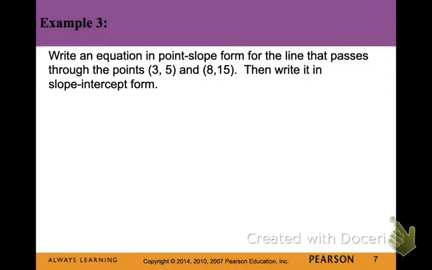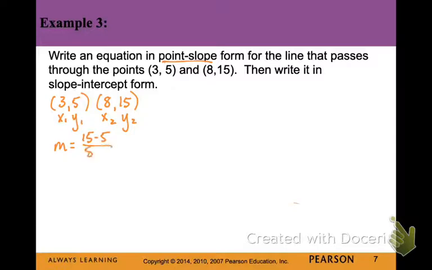In example 3, we're going to write an equation in point-slope form for the line that passes through the points (3, 5) and (8, 15), and then we'll put it into slope-intercept form. So the first thing we need to do is find the slope. I name my first point point 1 and my second one point 2. And then I do my difference, so 15 minus 5 over 8 minus 3. So that's 10 over 5, or a slope of 2.